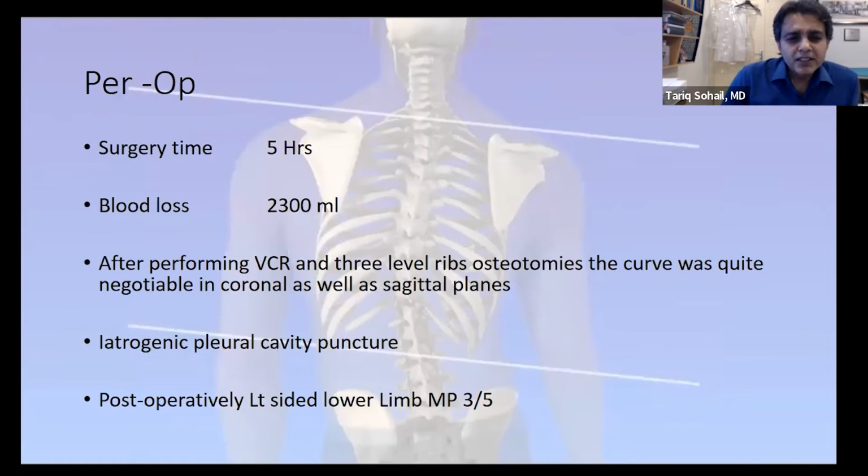Per-operatively, the surgery time was around 5 hours. We had a blood loss of 2300 ml, and after performing the VCR, it was quite negotiable in coronal and sagittal planes. There was an iatrogenic pleural cavity puncture, which we repaired, and we didn't have to pass any chest tube. Post-operatively, the left-sided lower limb had a motor power weakness of 3/5, and the sensations were pretty much good.